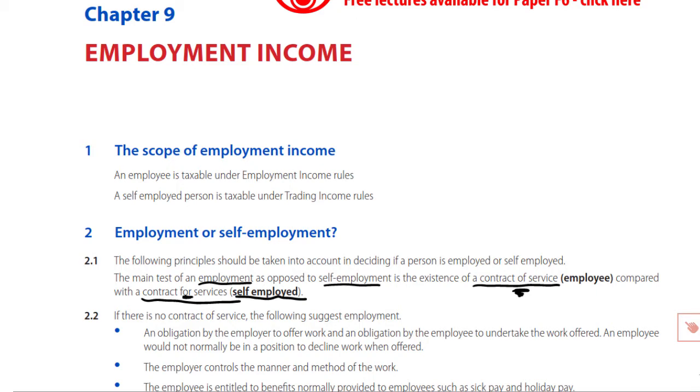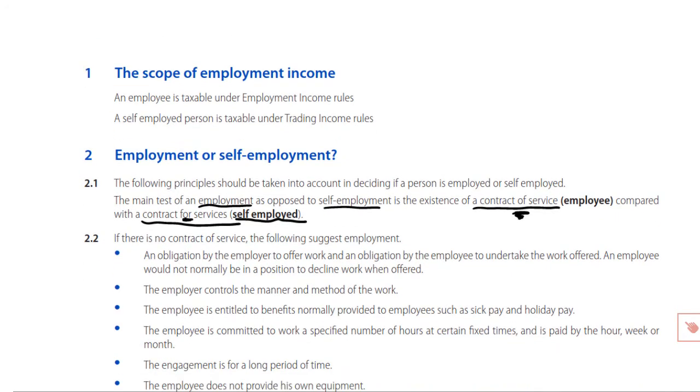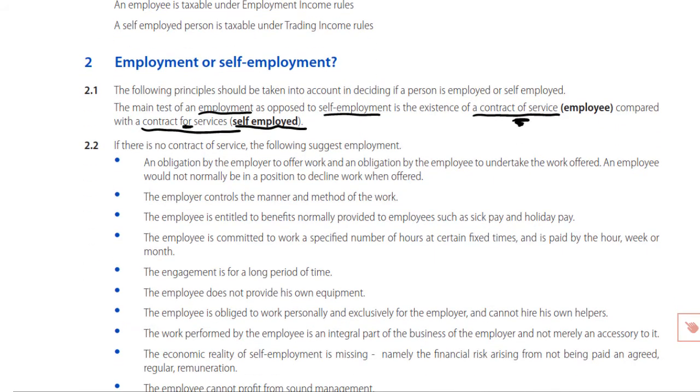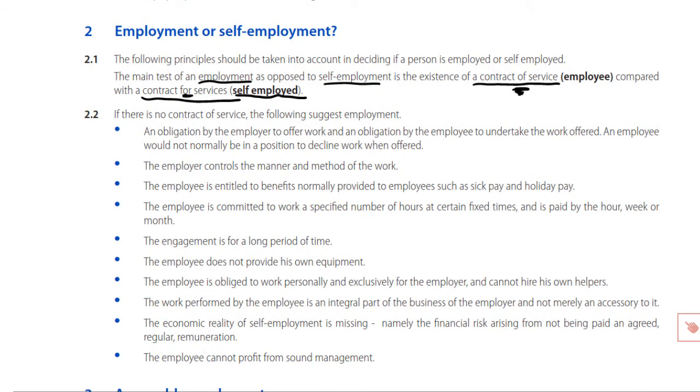Now, if there is no contract of service per se, the following would suggest employment. So, therefore, how do we make that call? There's a whole list there of things that are looked at to try to determine in grey areas what would represent a contract of service and what therefore would represent employment. Now, you don't need me to read them to you, nor, if you are still some distance away from your examination sitting date, do you need to worry about trying to learn any of this now. Have a quick read through in your own time, but they're mostly things that hopefully make sense in terms of what you are doing.